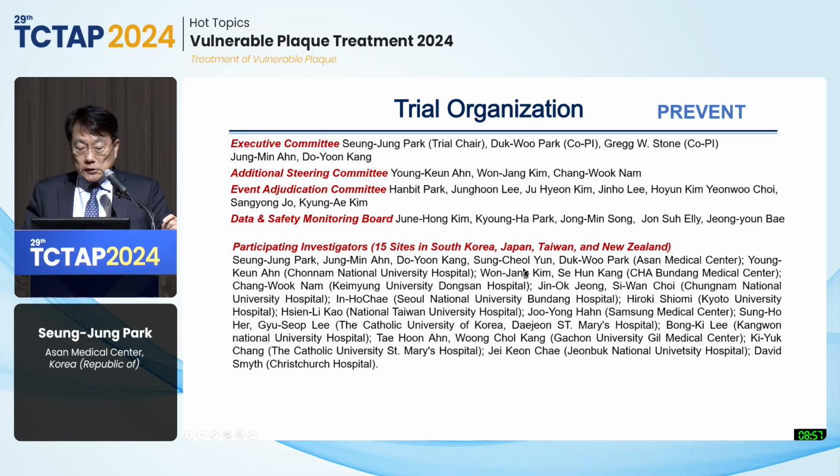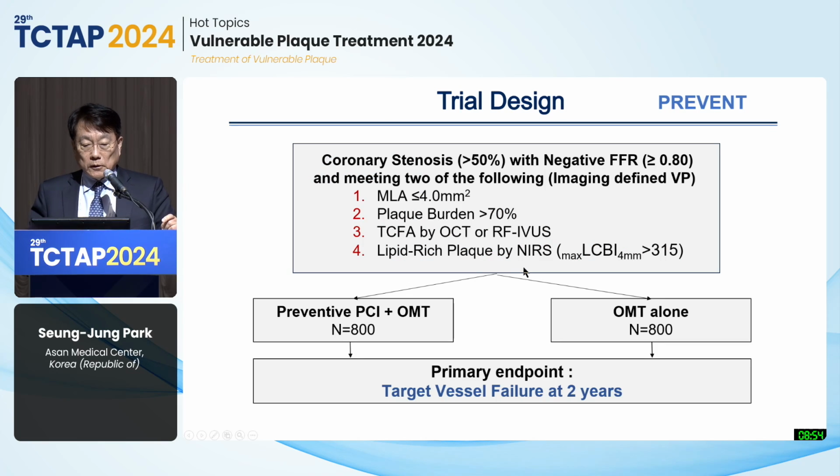Fifteen sites in the Asia-Pacific area were actively involved. If you look at the trial design, more than 50% angiographic stenosis, negative FFR, and image-guided, with 2 out of 4 of the following conditions. We defined the imaging-defined vulnerable plaque as minimal lumen area less than 4, plaque burden more than 70%, thin-cap fibroatheroma by OCT or NIRS, and lipid-rich plaque, LCBI more than 315.